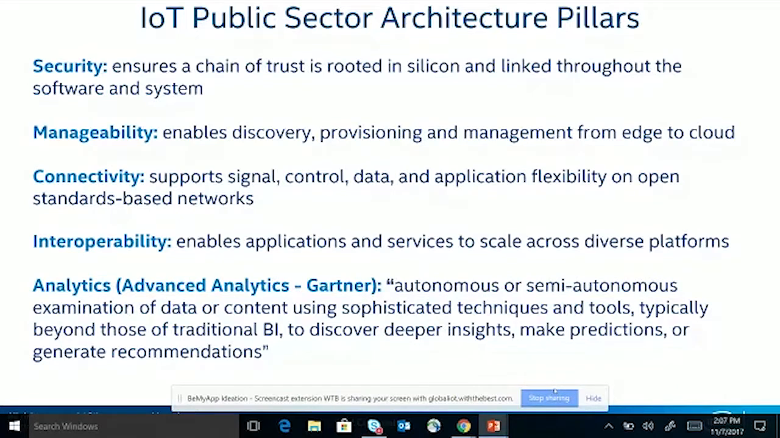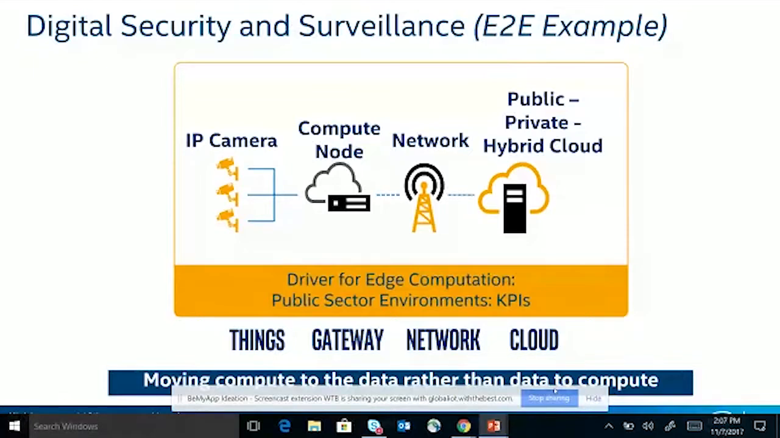So if we think about these as the 5 main architecture pillars, I want to introduce you now to an example, but also some of the key terminology that I am going to be building on over the course of our time together. So in terms of digital security and surveillance, we can think about these pillars that I just discussed layering across this entire end-to-end system architecture. So if you look to the left, you'll see things such as IP cameras. If you look at something listed here as a compute node, you'll see something that we would term as a gateway. We then have a network, and then we have a cloud.